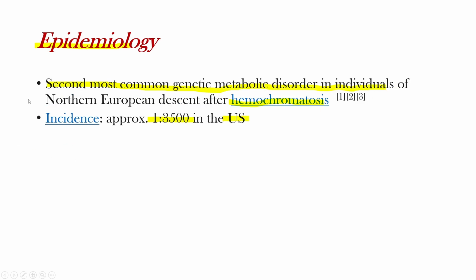For the epidemiology, it is the second most common genetic metabolic disorder in individuals of Northern European descent after hemochromatosis. And the incidence in the US, for example, is 1 in 3,500, which is not very rare, to be honest, it's common.